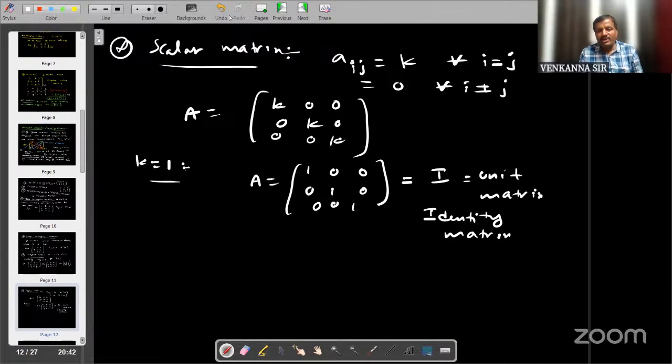What is the relation between scalar and diagonal? All scalar matrices are diagonal, but all diagonal matrices need not be scalar. Coming to the next. That is about the scalar matrix, diagonal, unit matrix. Then coming to the transpose matrix. What is a transpose matrix?